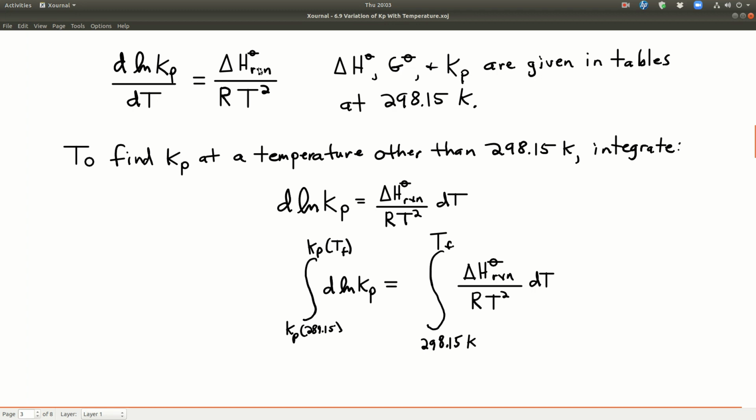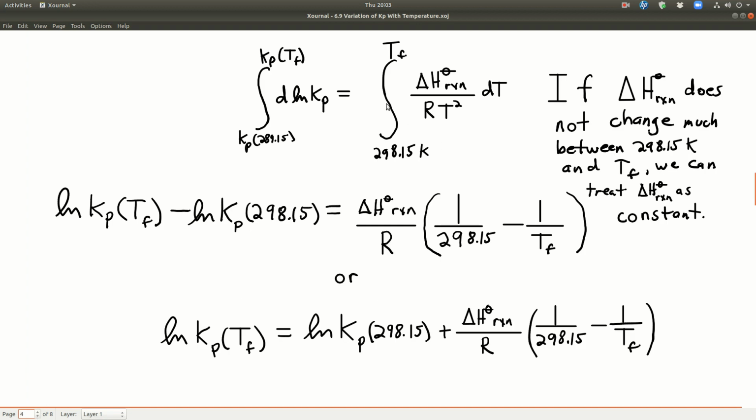So multiply through by dT, integrate d ln Kp, and then delta H over RT squared dT from 298.15 to whatever temperature we care about. And once more, if delta H of reaction does not change significantly over the temperature range from 298.15 to whatever we're going to, then we can assume this is constant and we can ignore the temperature dependence of delta H, pull it out front of the integral, and it becomes a real easy integral.